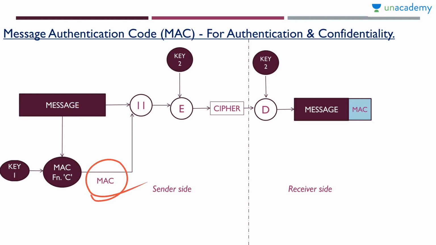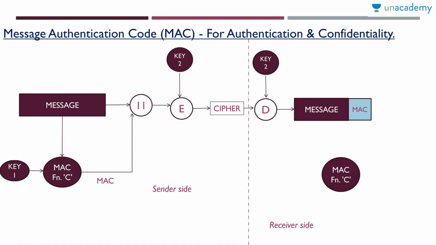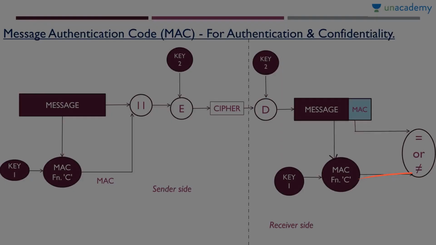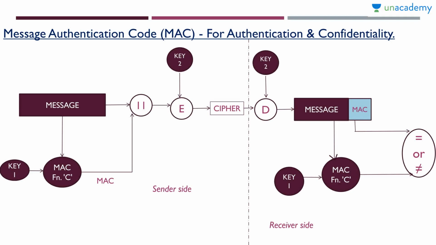Next, the receiver will have the MAC function C, the same function, and he'll have the key. So he'll take key 1 and the message, just the message, not the MAC. He'll separate it, take just the message and apply the key on the MAC function, and he'll get an output, which will be a message authentication code again. Then he'll take the separated MAC from here and the produced output from here and compare the values. If they are equal, we say the message is authentic, and if they are not equal, you can say the message is not authentic.